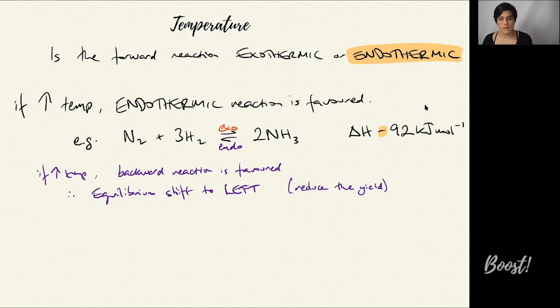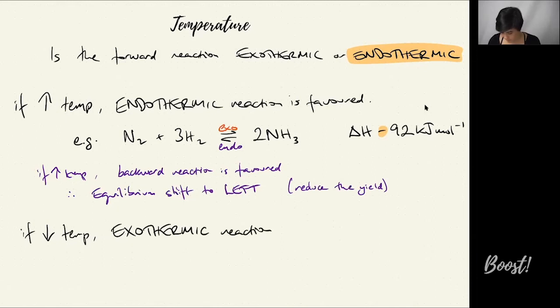And this becomes important when we talk about industrial conditions and how these factors affect industrial conditions and the optimum conditions to use in industry. So just to finish up this point about what happens if we increase or decrease the temperature, if we decrease the temperature, obviously the opposite will happen. So if we decrease the temperature, the exothermic reaction will be favored.